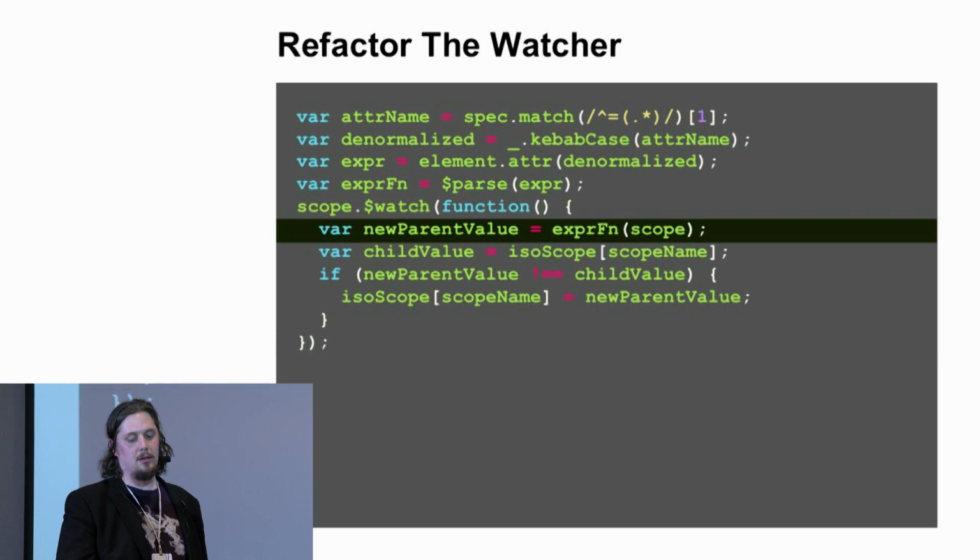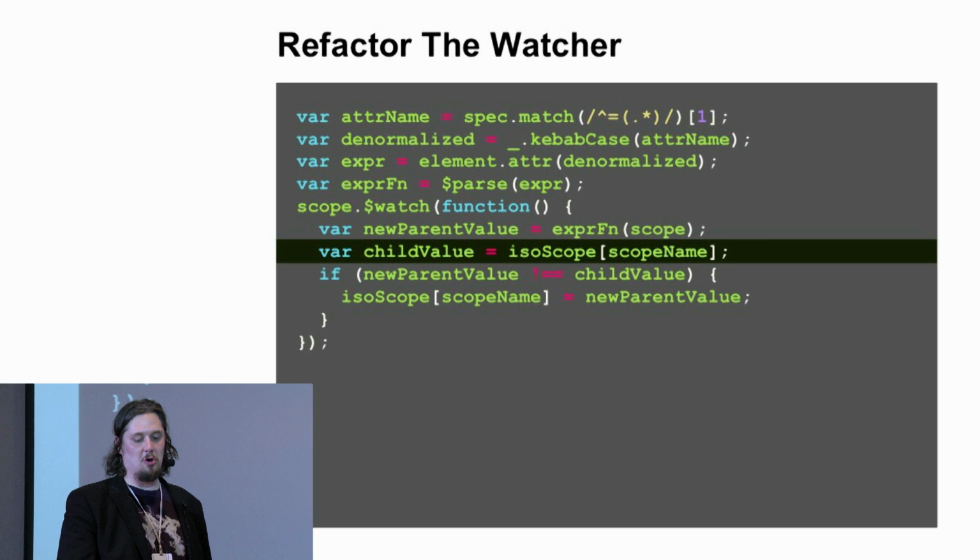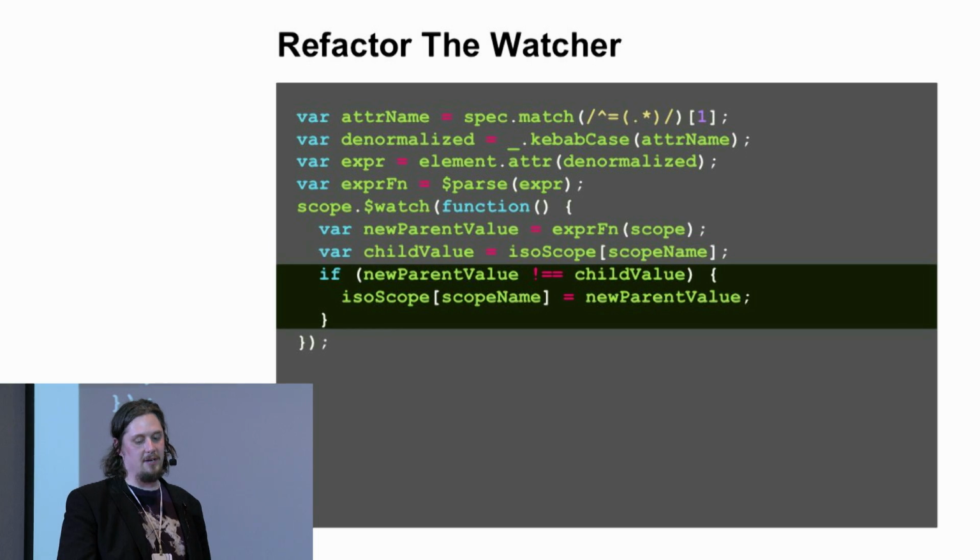And what we do there is we evaluate that expression function that we have on the parent scope, which gives us the value that the parent scope currently has for that expression. And then we look at what we currently have on the isolate scope for that attribute. If those two are different, there has been a change, and we put that value on the isolate scope from the parent. So this is essentially completely functionally equivalent to the previous watch version. It's just a little bit more low level because we're doing our own change detection now. But the key is that this now allows us to build up the two-way data binding version of it.